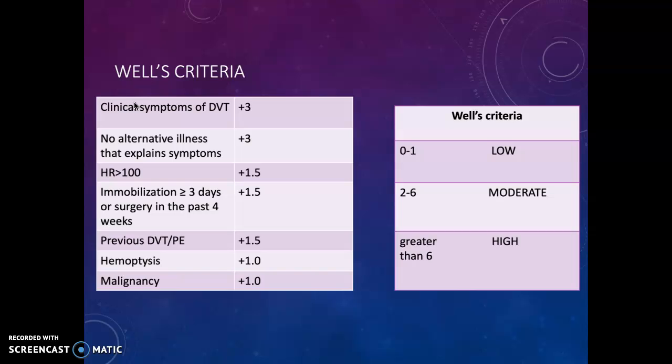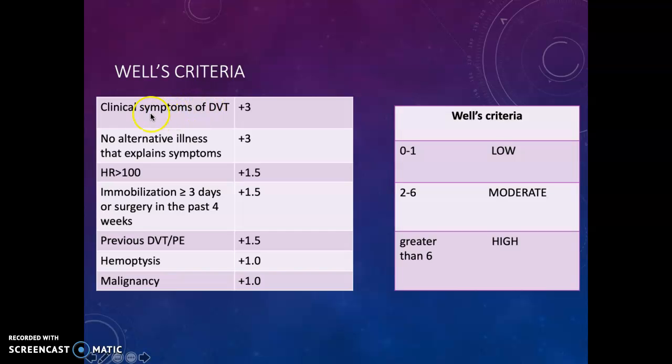There's something called the Wells criteria, which helps you score a patient into 3 different categories: low, moderate, or high. If the Wells criteria score comes out to be greater than 6, we say that the patient has a higher probability of having a pulmonary thromboembolism. If it is between 2 to 6, you say the probability is moderate, and if it's 0 to 1, you say the probability is low. So what is the Wells criteria and how do you find out the score?